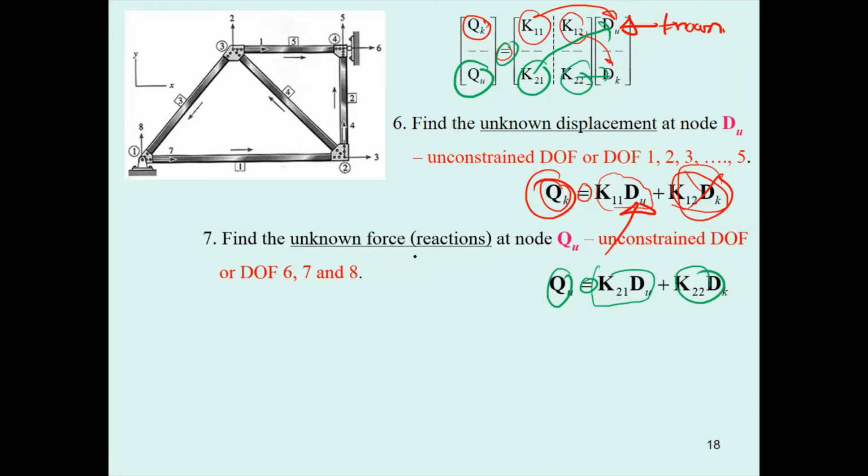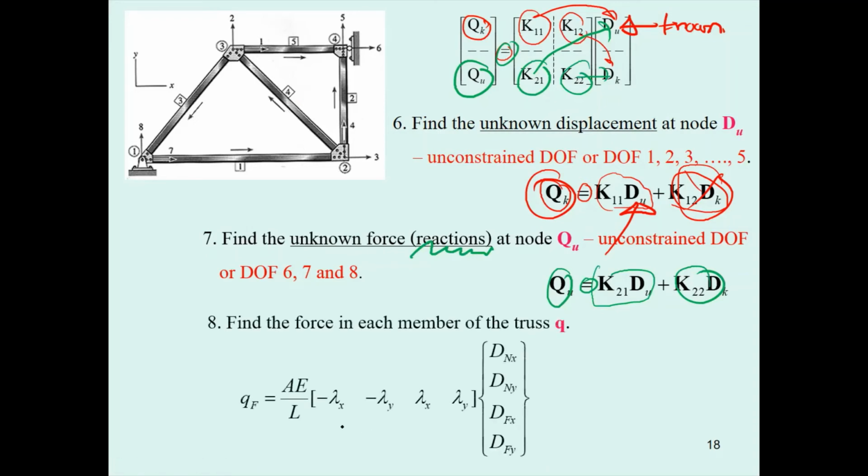This is the reaction. You have to determine the force inside the member. The force inside the member will be determined by this matrix. Again, AE over L, you know it already. For the member that we have discussed, we can determine the lambda sub x and lambda sub y for member number 4. For the force in number 4, you just put this one into this position, and this one is going to be the near end, this one the far end.